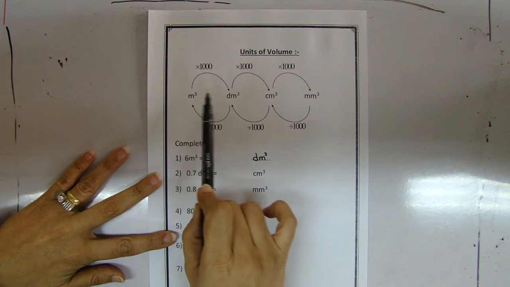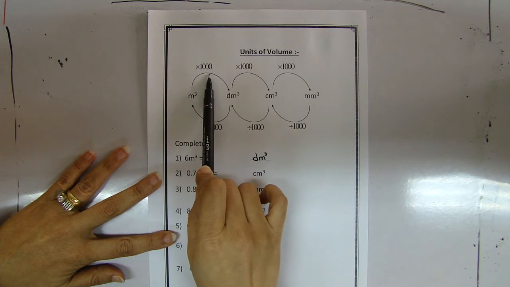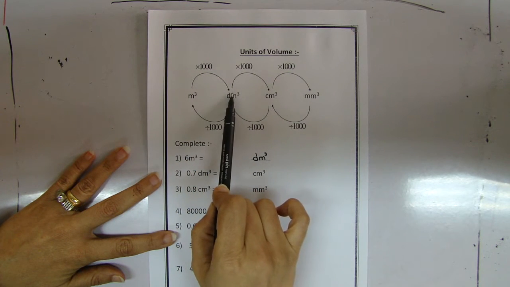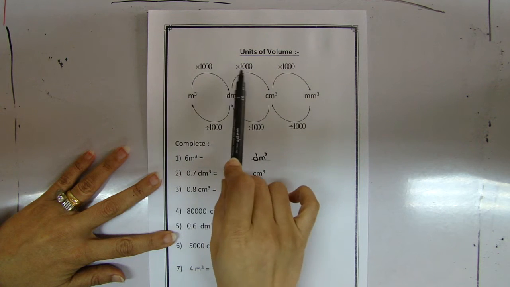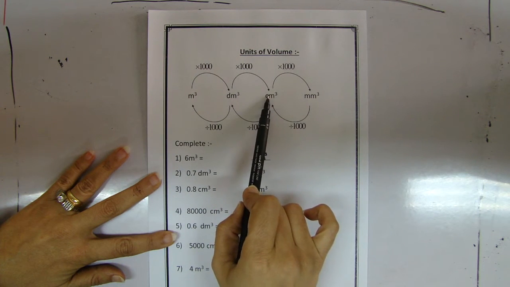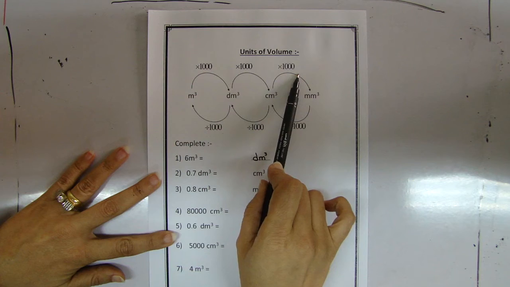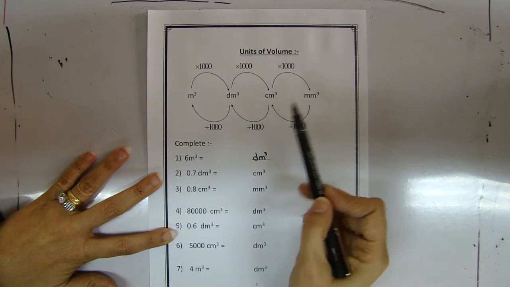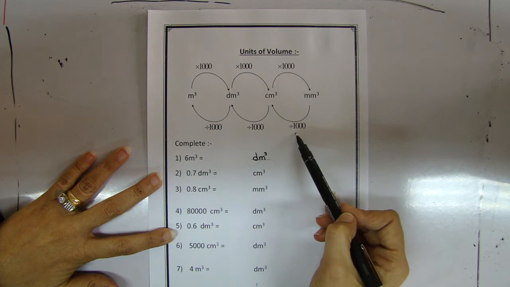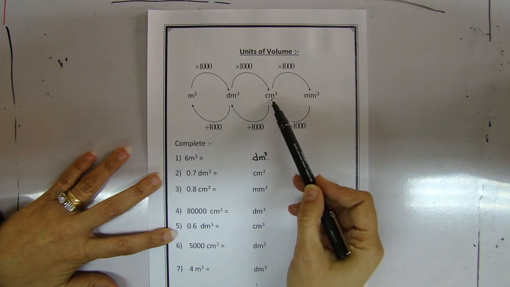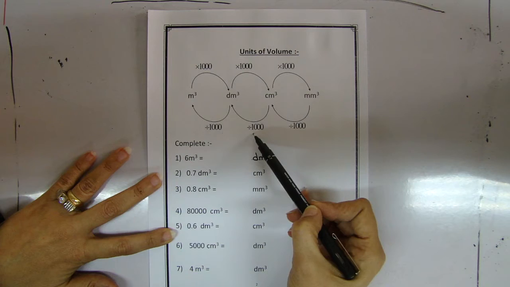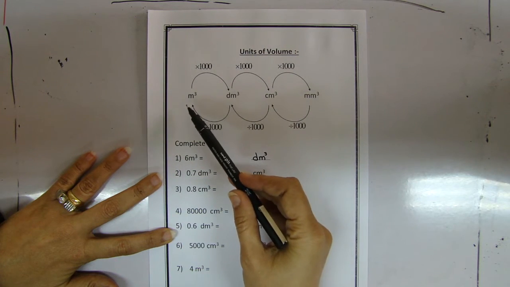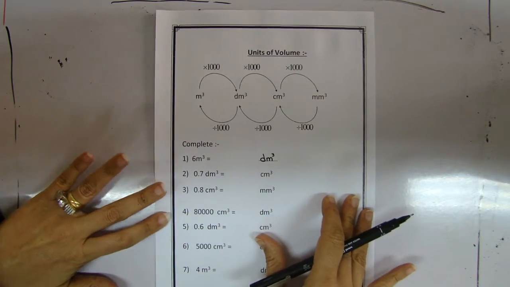From cubic meter to cubic decimeter, times 1,000. Cubic decimeter to cubic centimeter, times 1,000. Cubic centimeter to cubic millimeter, times 1,000. But from cubic millimeter to cubic centimeter, divided by 1,000. Cubic centimeter to cubic decimeter, divided by 1,000. Cubic decimeter to cubic meter, divided by 1,000.